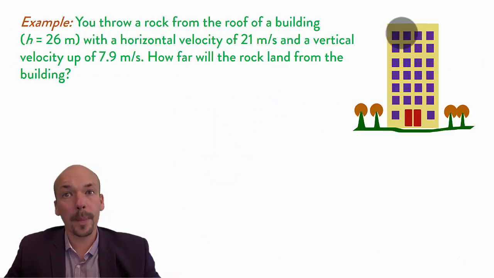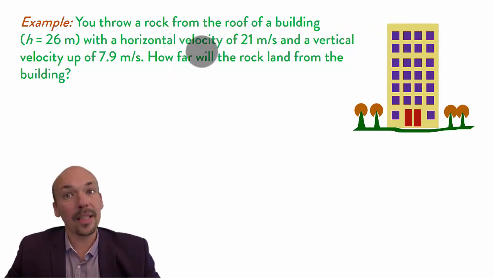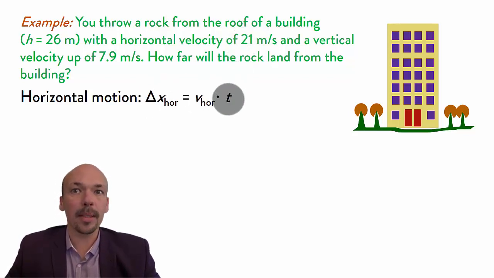And the final example, this is a difficult one. You throw a rock from the roof of a building which has a height of 26 meters. You throw it with a horizontal velocity of 21 meters per second and a vertical velocity of 7.9 meters per second. So you don't only throw it horizontally, but also vertically, so also first up. How far will the rock land from the building? So you have to calculate the horizontal motion, and you have to calculate the horizontal displacement. Therefore you need the horizontal velocity, which you already have, and the time. And the time is difficult now.